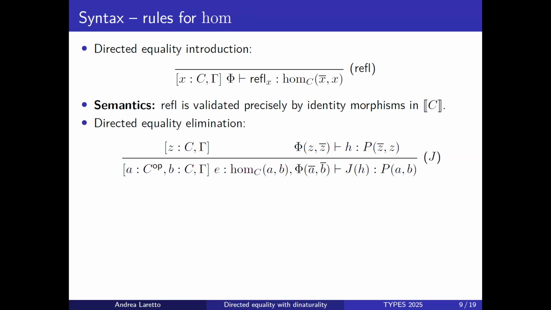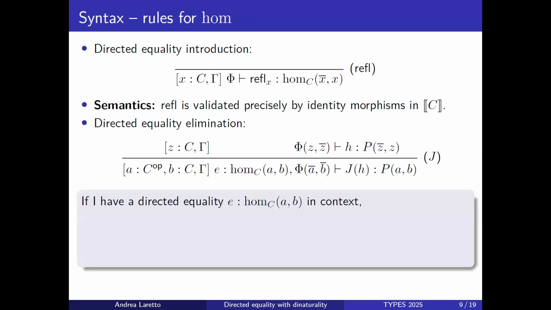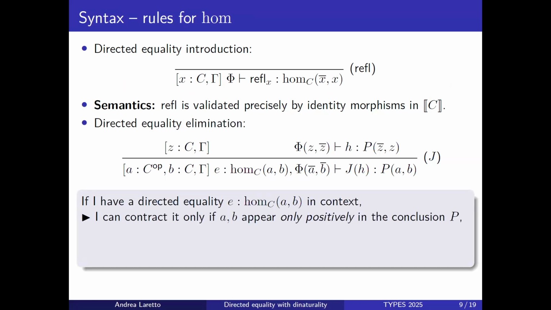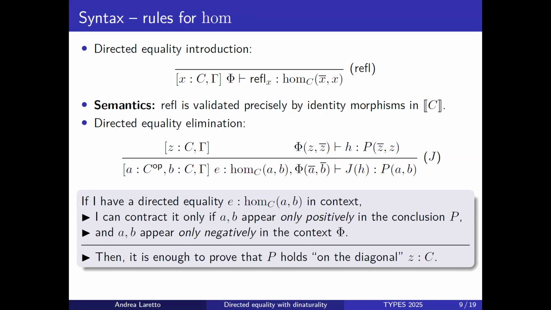And the key aspect that you need to focus on is that in the conclusion here, A bar and B bar do not appear. And here in the premise, A and B used positively do not appear. You only have the negative ones. So the way to read this is that if you have a directed equality E here in context, I can contract this equality only if A and B appear positively in the conclusion, only negatively in the context. And from this, it's enough to prove that P holds on the diagonal Z, as it is here, also in the context. So this is the syntactic restriction.